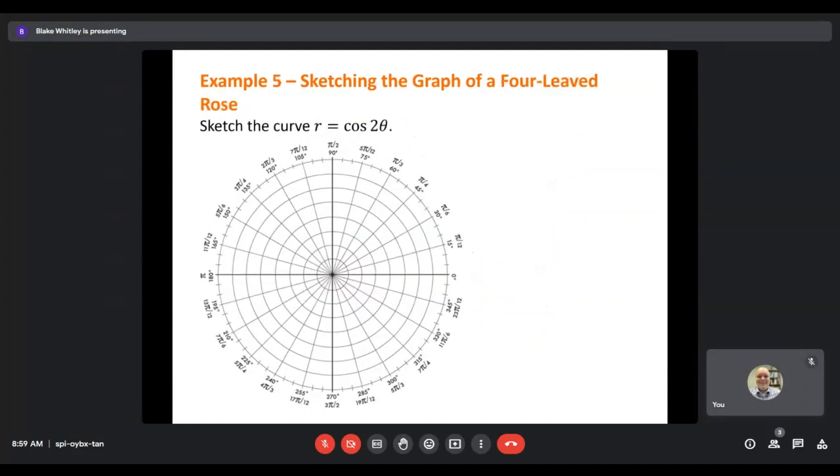All right, so the next one we've got r equals cosine 2 theta. So I'm going to do the same thing I've been doing. I'm going to create a table of values here, starting with 0. Again, I'm just going to use my calculator as I go, just because I know I'm going to need decimal values when I do this. So if we do cosine of 2 times 0, that should just give us 1.